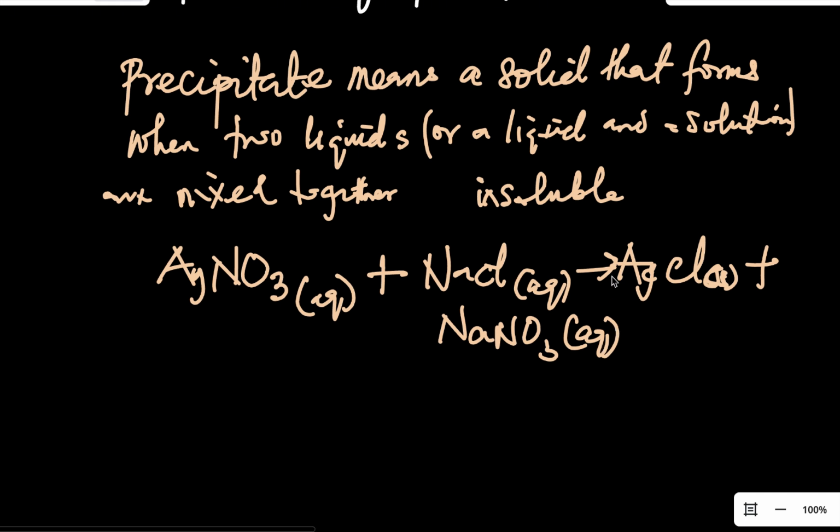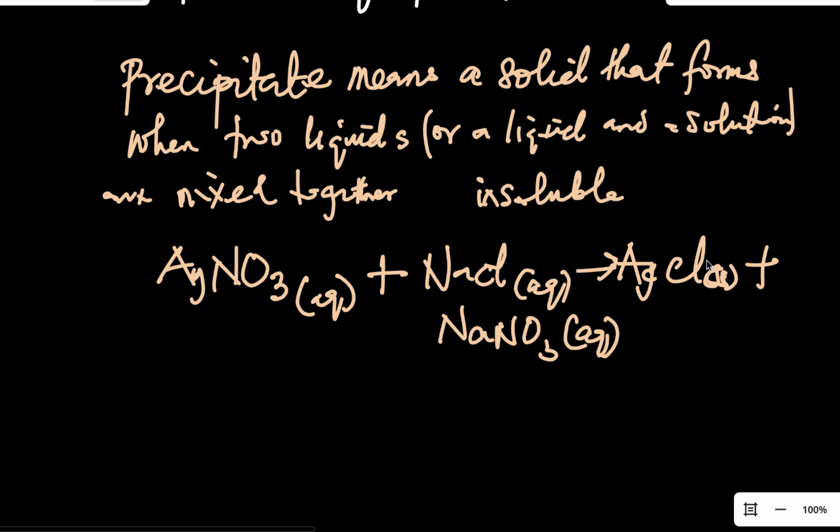Now what happened? This AgCl is silver chloride; this is silver, this is chlorine. Silver chloride is insoluble in water. It forms a white solid that sinks or floats around in this particular liquid. I mean this compound that is produced when these two things react together.